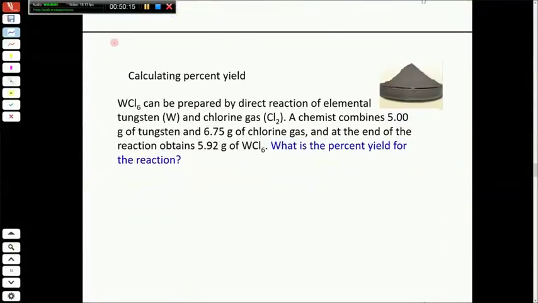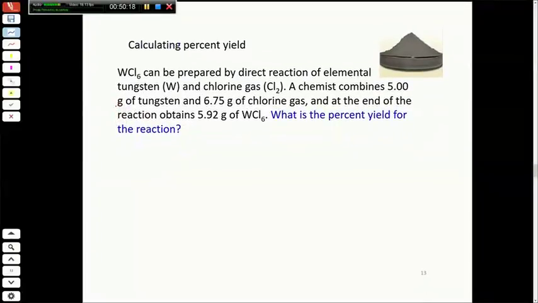So we have this ugly looking grayish black powder. It's called tungsten hexachloride, WCl6, or I guess the more appropriate name is tungsten(VI) chloride. It can be prepared by direct reaction of elemental tungsten and chlorine gas. So if we go into the lab, we combine 5 grams of tungsten, 6.75 grams of chlorine gas, and then at the end of the reaction we obtain 5.92 grams of WCl6. What is the percent yield for this reaction? Okay, so this is going to be a few steps. We should recognize right away that this amount here is our actual yield.